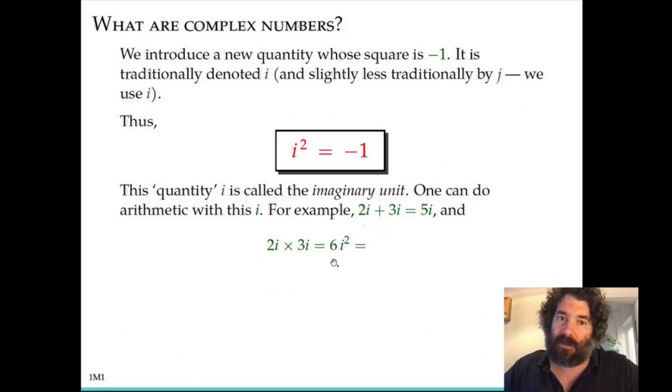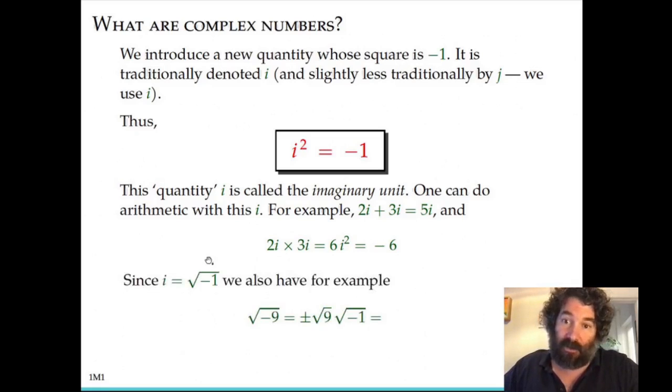And you can do the same thing with multiplication. So 2i times 3i is going to be the product of the coefficients, 2 times 3, which is 6, times i squared. And as we've defined i here, i squared is -1, so 6i squared is -6. So 2i times 3i is -6.